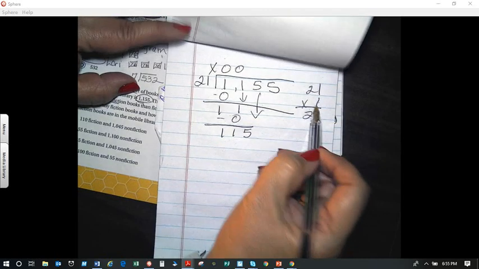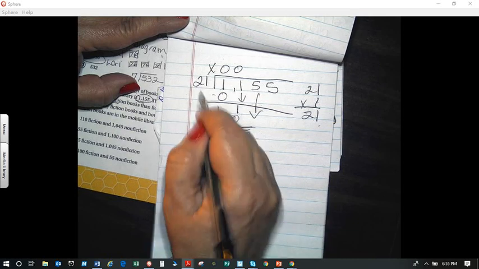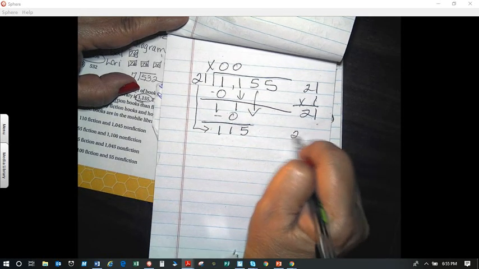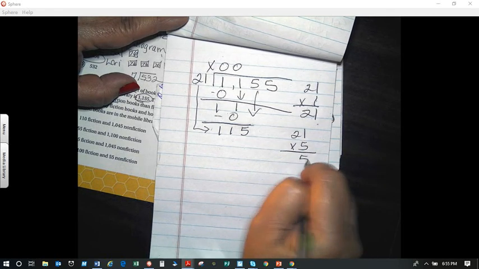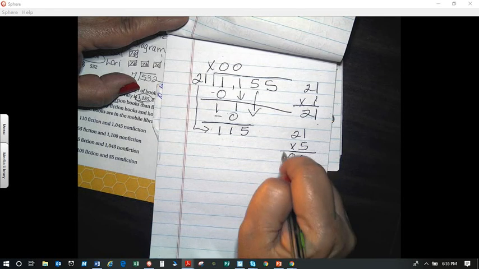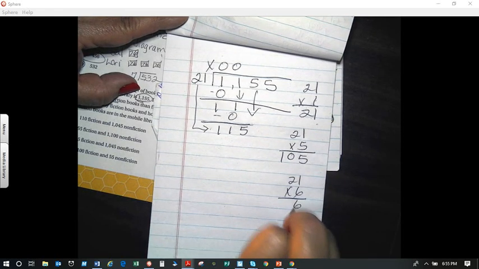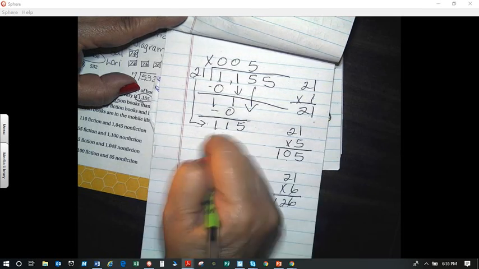Well, I have at least one group, right? Because I need to get to 115. So now I'm down here. So I'm going to 21. Let's do times 5. 5 times 2 equals 10. All right, well, let's do 6. Oops, that's too big, so I'm going to do 5. 5 groups. 5 groups of 21 equals 105.